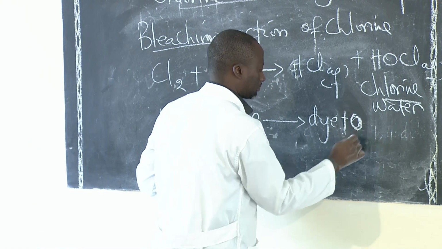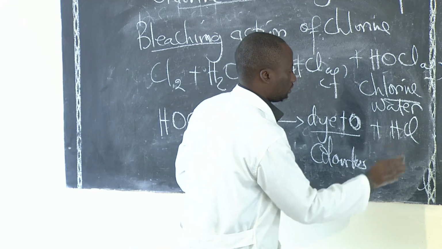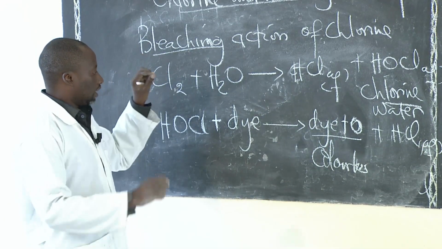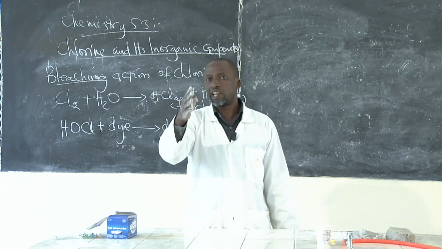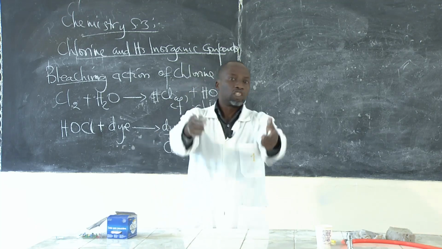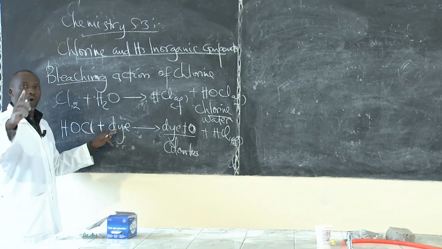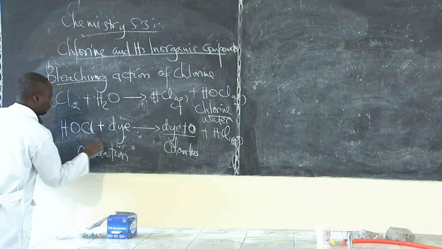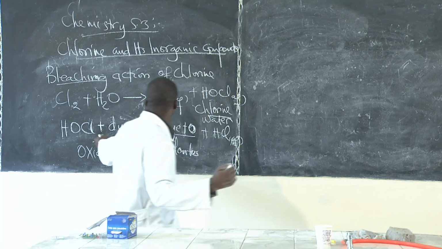So this one here is colorless, and then you have the hydrogen chloride gas, or the hydrochloric acid. The dye accepts the oxygen, and if you remember when we were talking about oxidizing and reducing agents, we said that oxidizing, in terms of oxygen, is the addition of oxygen. So oxygen has been added to the dye. That is why we say that chlorine bleaches by the oxidation method, because the dye accepts the oxygen.